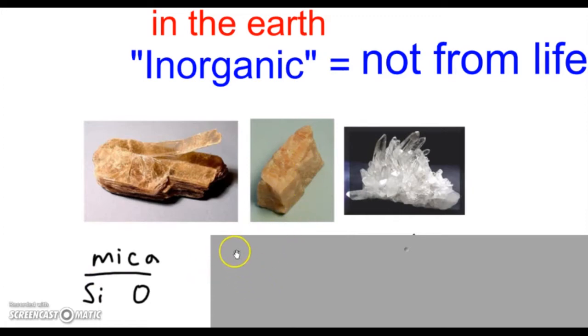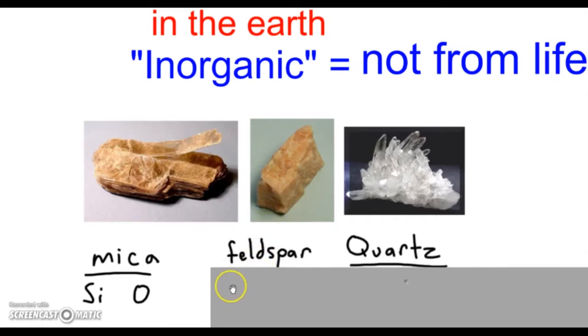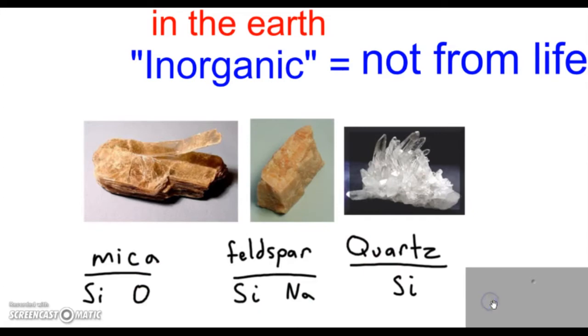The next one is feldspar. Now feldspar is made of silicon and sodium. Silicon and sodium make up feldspar. These are half the same, but they have very different properties just because this one has oxygen, this one has sodium. Quartz is pure silicon. Those are three really common silicon-based ones that we have here on Earth.